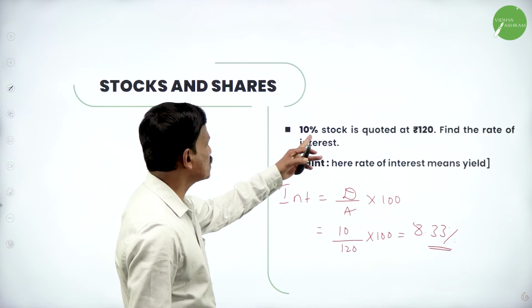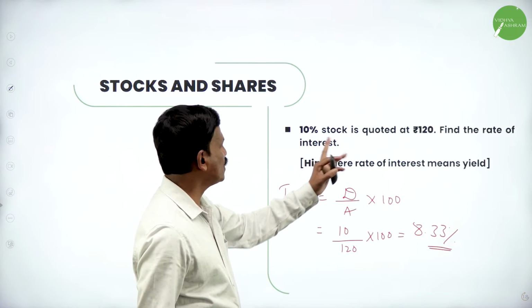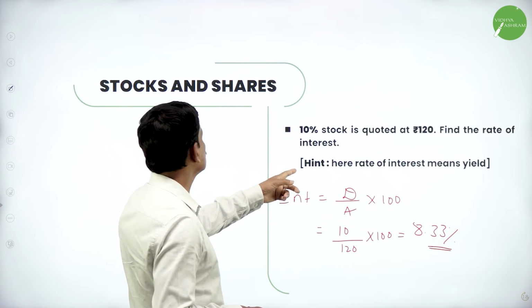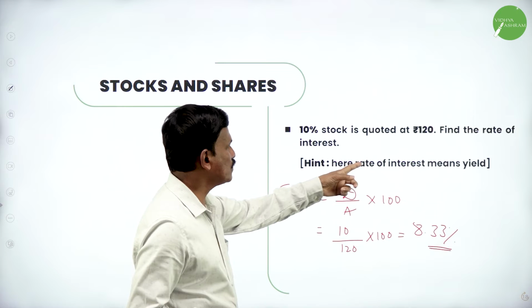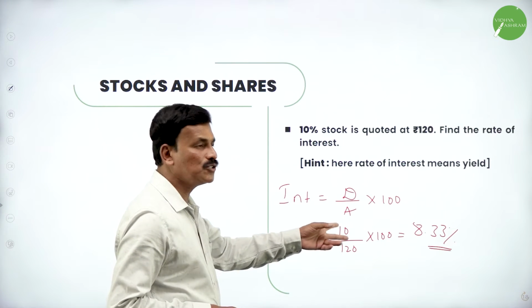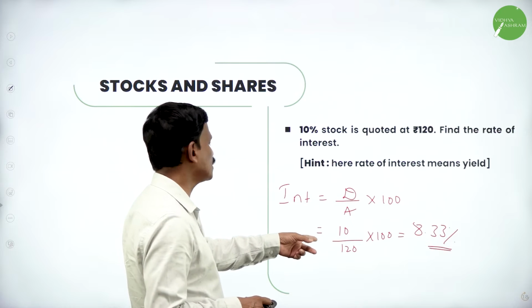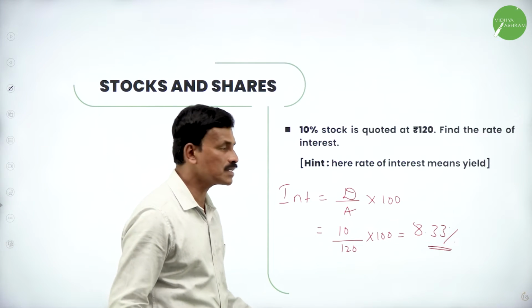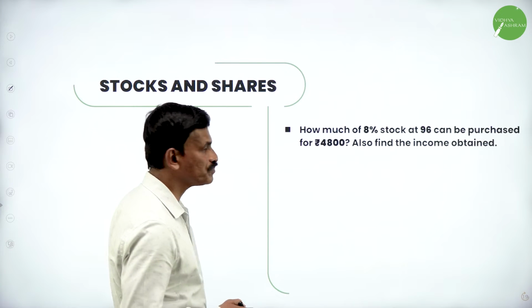See here, 10% stock is quoted at rupees 120. Find the rate of interest. So this is a 1 or 2 marker question. So here what is given? Rate of interest is nothing but the yield. Yield is nothing but D by A into 100. D is 10 divided by 120 into 100, that's equal to 8.33%. Now move on to the next problem.